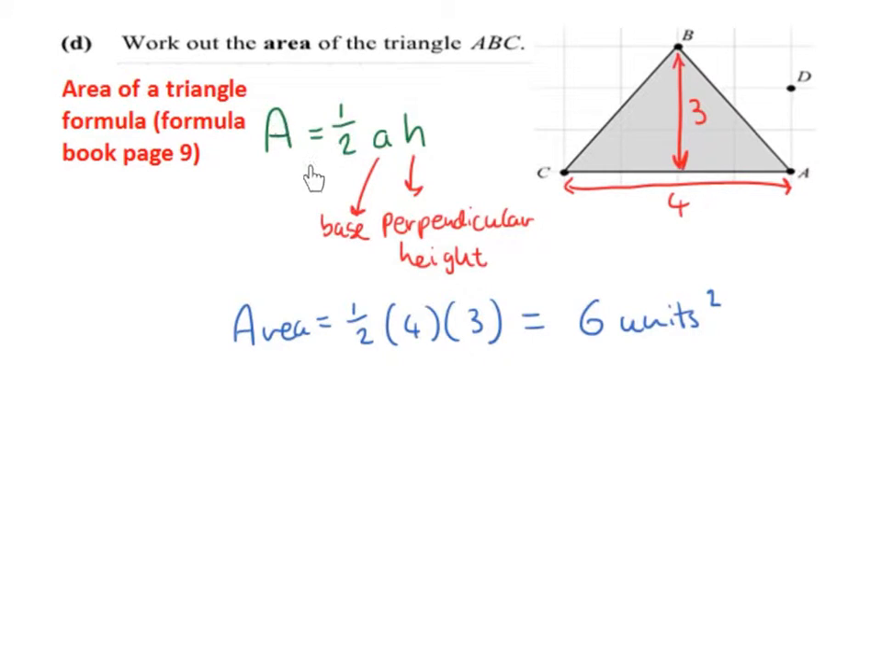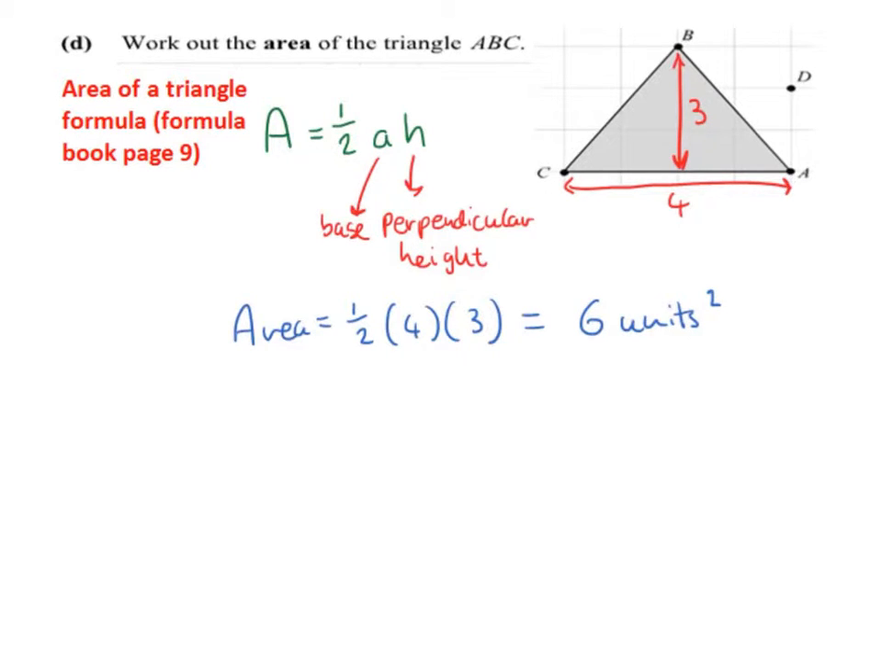And it says A equals half AH. The capital A represents area. The small a represents the base of the triangle, so that's the bottom part of the triangle. And the h represents the perpendicular height. So that's the height of the triangle. So the perpendicular height means the height where it meets a T-junction.